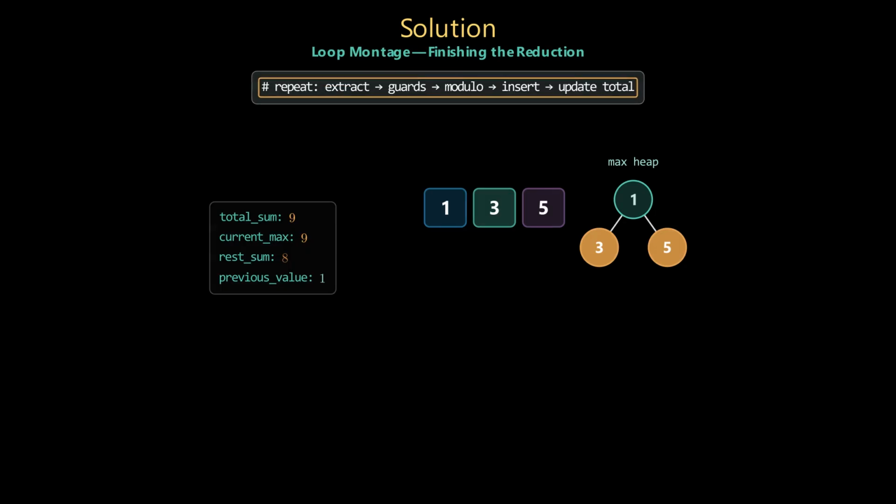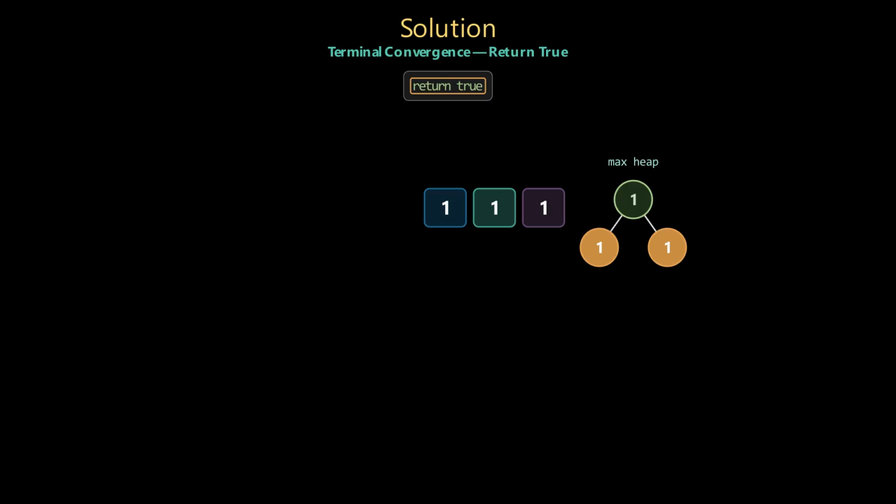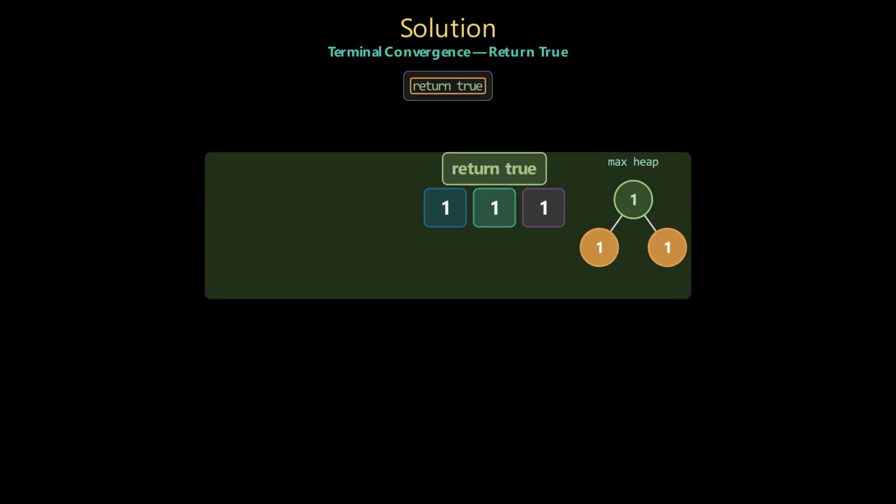The engine repeats the same cycle. 5 peels to 1, then 3 peels to 1, until every card on our stage reads 1. The maximum pulled from our heap is no longer greater than 1. We return true, confirming that the target is reachable.